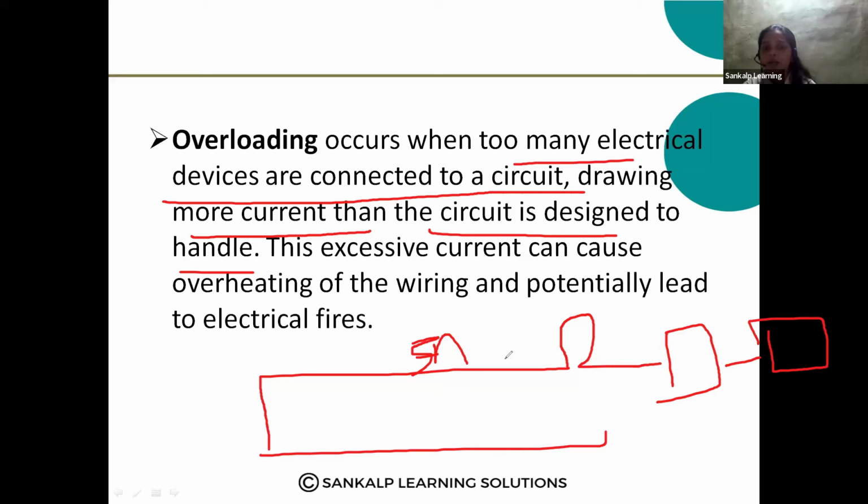Then what happens? Overloading. Then what happens here? In both the wires, negative and positive, the insulation is removed, and when both are connected, they form the overloading. So that is nothing but overloading. So note down this.